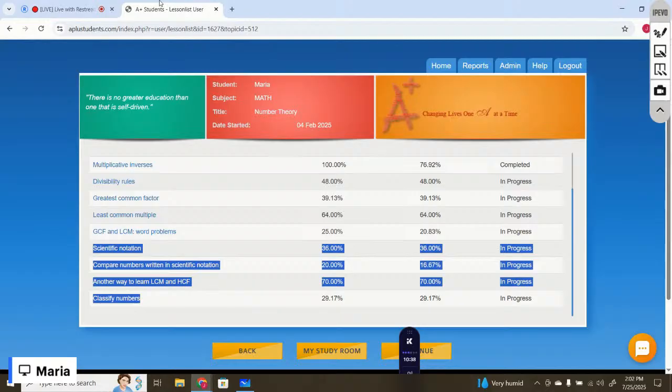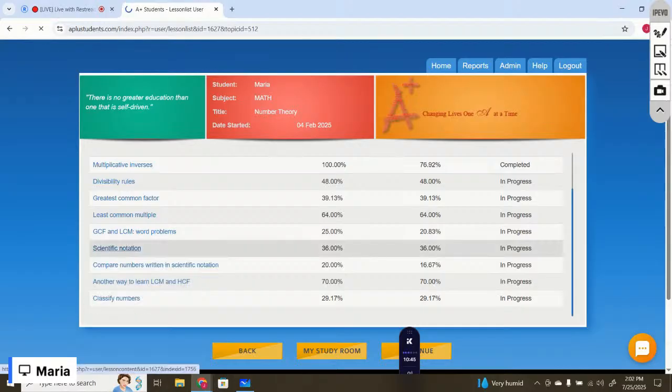We are here for grade 7 math. Let's just start with the lesson number theory. I'm going to start with the chapter scientific notation.